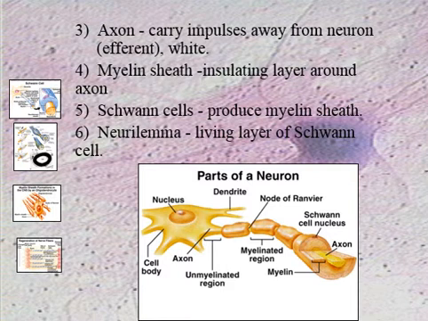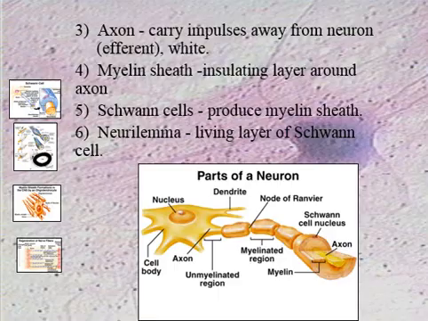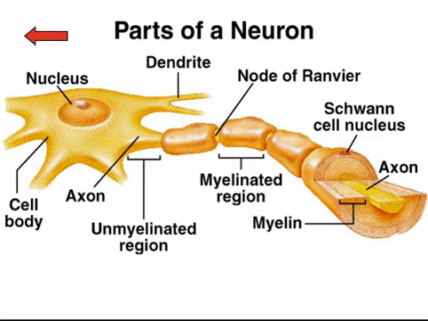At the end of the axon, there are lots of little branches called telodendria. Right? Lots of little branches called telodendria. And at the end of the telodendria are synaptic knobs. Synaptic knobs are going to have neurotransmitters in them. We're going to spend a bunch of time next week talking about that.